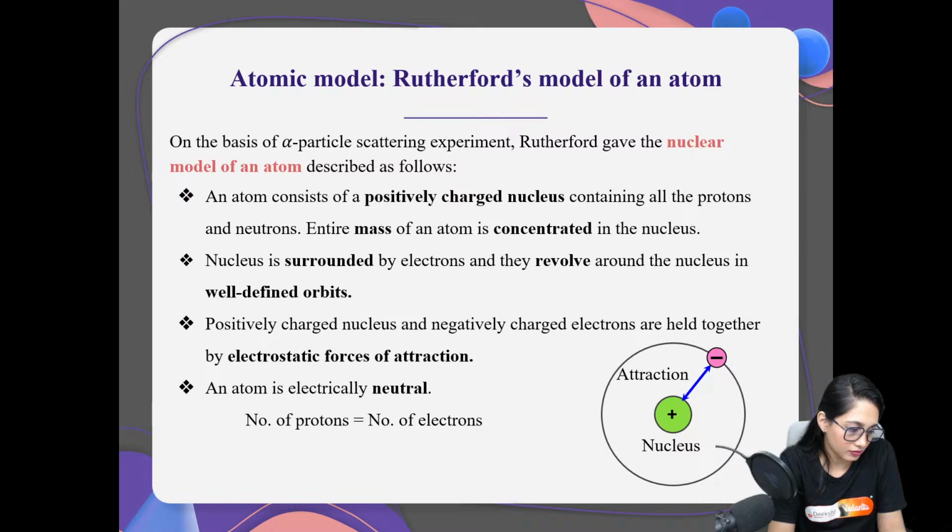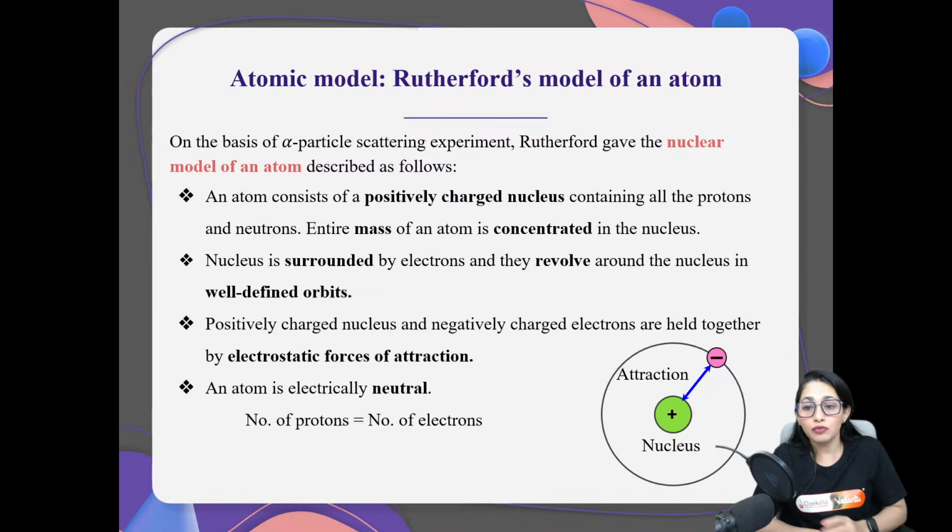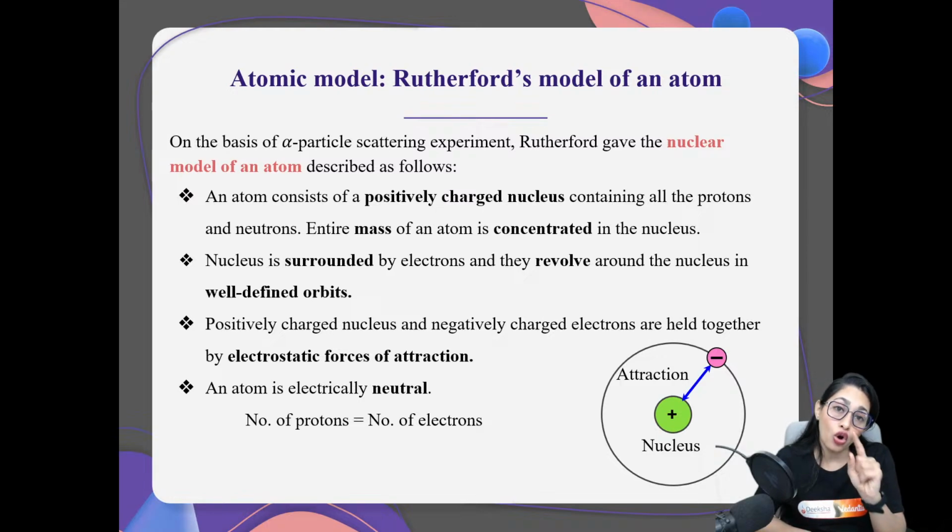Rutherford's model of an atom. On the basis of the alpha particle scattering experiment, Rutherford gave the nuclear model of an atom. An atom consists of a positively charged nucleus containing all the protons and neutrons. The entire mass of an atom is concentrated in the nucleus because the mass of the electron is negligible. The nucleus is surrounded by electrons, and they revolve around the nucleus in well-defined orbits.